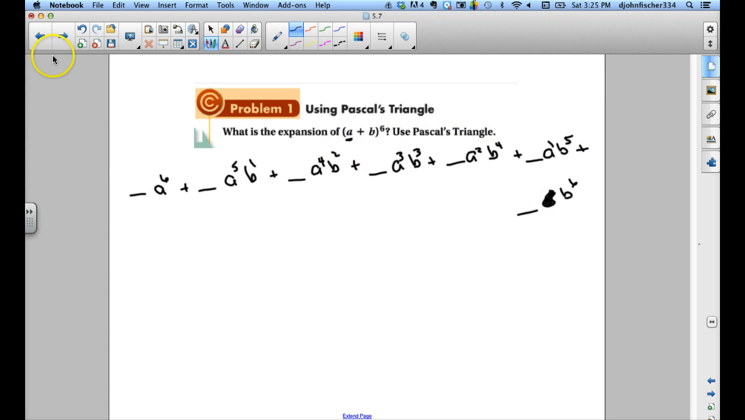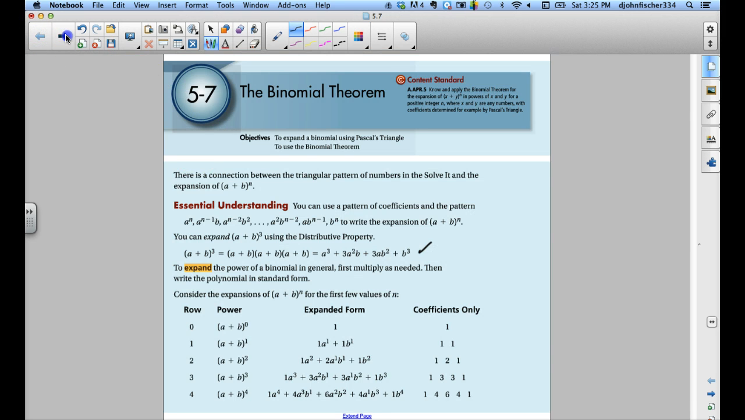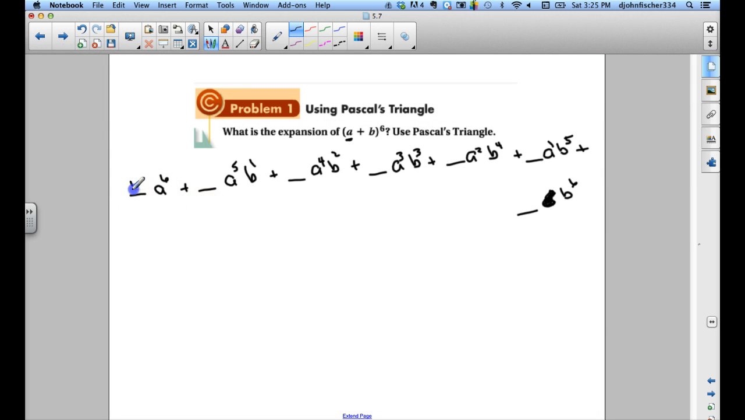Now for the numbers we put in the blanks, we're going to go back and look at our chart again. The sixth row: 1, 6, 15, 20. So we're going to go back in here. Wrong way again. 1, 6, 15, 20, 15, 6, and 1. And this would be our answer.